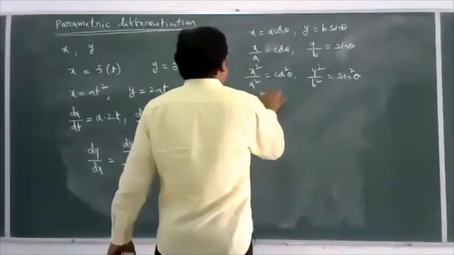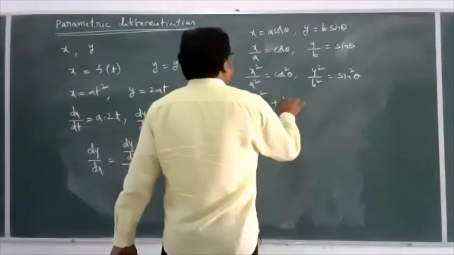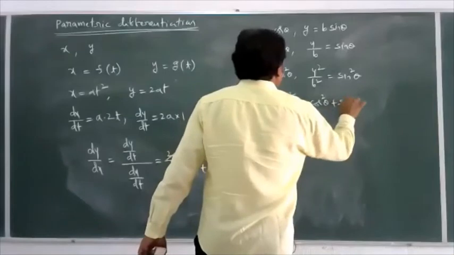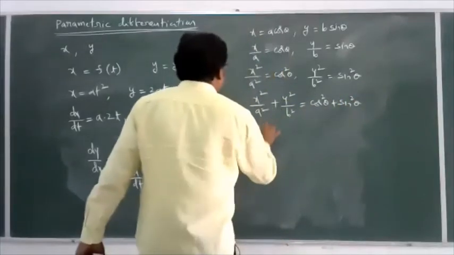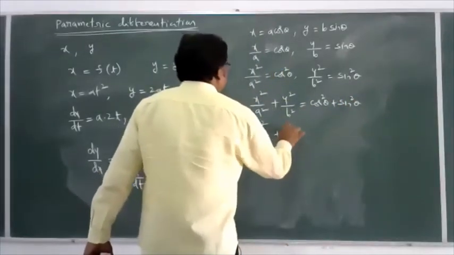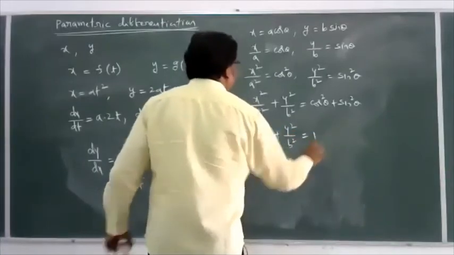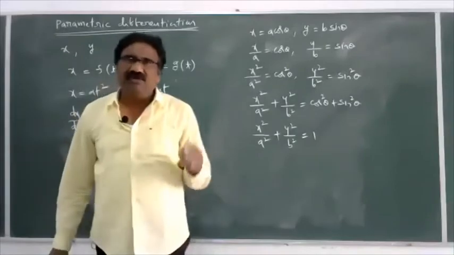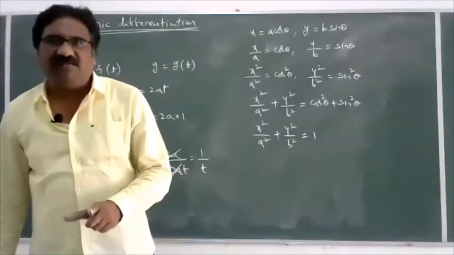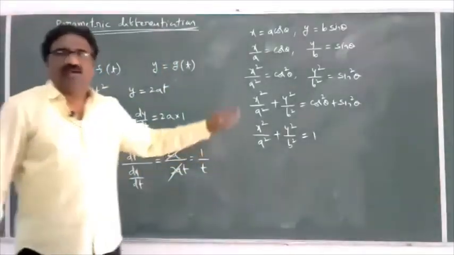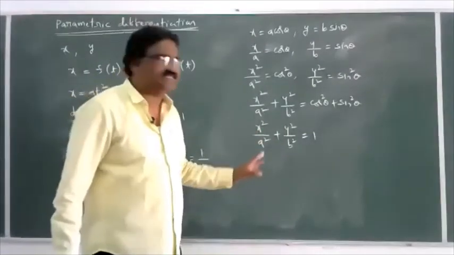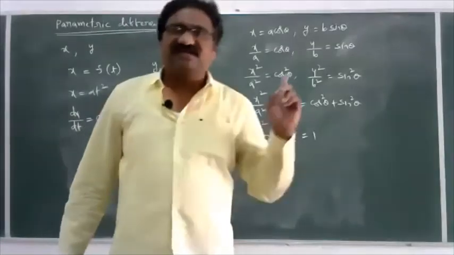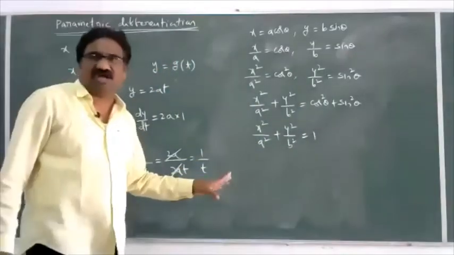Adding, that is x square by a square plus y square by b square is equal to cos square theta plus sin square theta. Then you get x square by a square plus y square by b square is equal to 1. This is the ellipse equation. By eliminating the third variable theta, that is the parameter, we get the relation between x and y: x square by a square plus y square by b square is equal to 1. This is the ellipse equation we know in geometry.